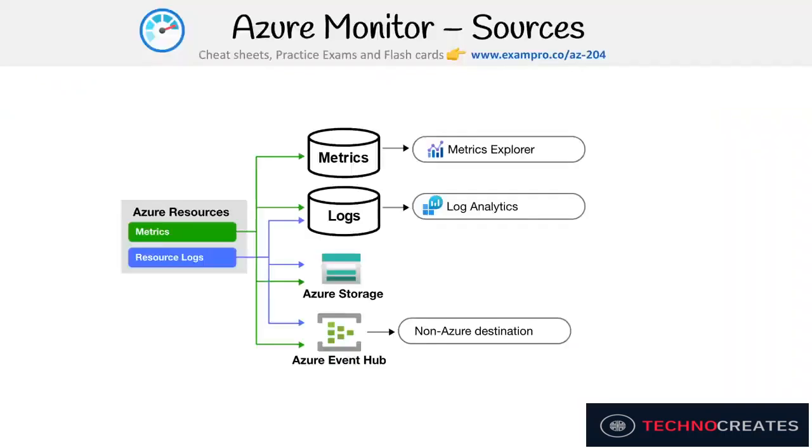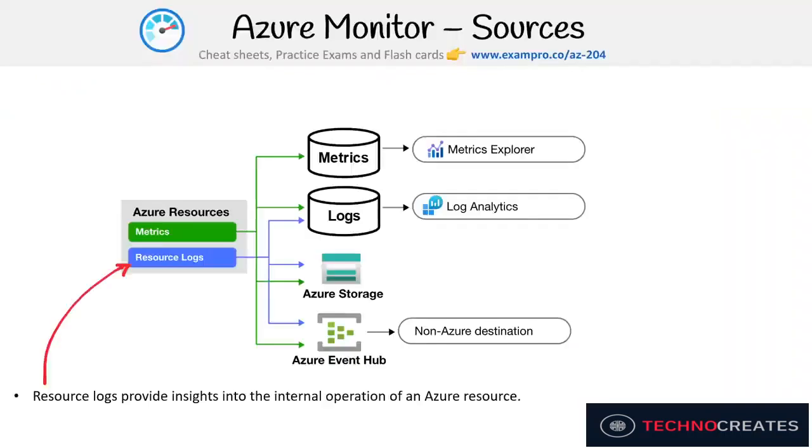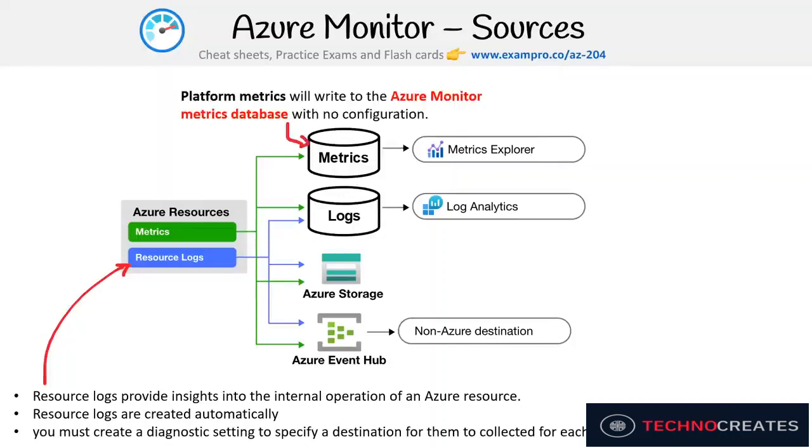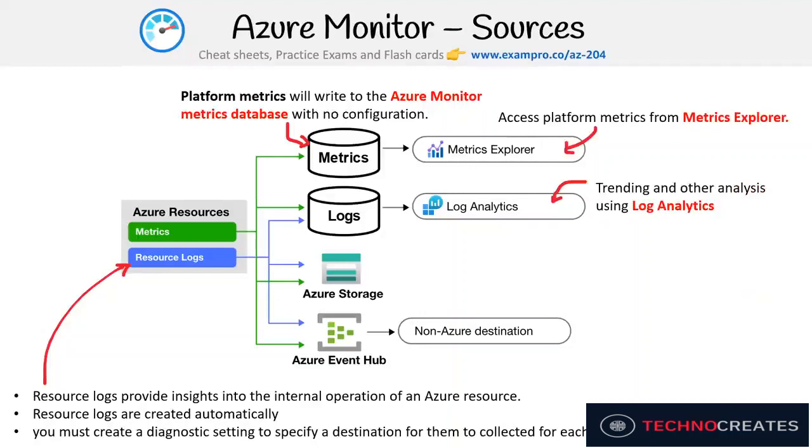Let's take a look at Azure Resources and how we're going to monitor those. So you're going to have resource logs, and these provide insights to internal operations for Azure Resources. And these logs are automatically created for you, but you will have to set diagnostic settings to specify a destination for them to be collected for each resource. For metrics, you're going to get those automatically. You don't have to do any additional work to configure them, and you're going to be able to analyze those in Metrics Explorer. For your log data, you're going to use Log Analytics to look for trends and other analyses.